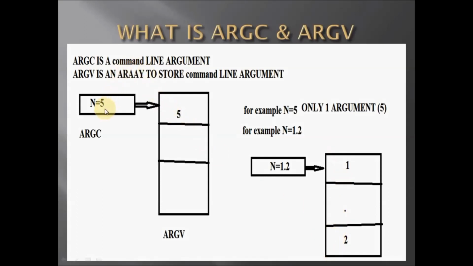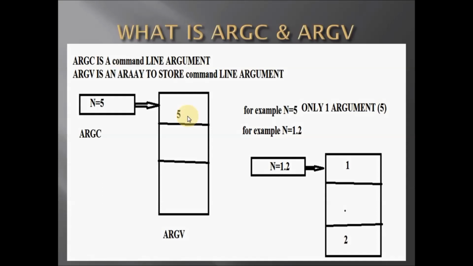So argc is a command line argument. Your command argument, that is your input, will be stored in the array argv. Argv index starts with 1. In this example, I am giving only the input 5, that will be stored in the location argv of 1. Suppose you are giving a floating point number, it will be stored like this. It uses 3 slots, but here it is going to use only 1 slot, that is 5.